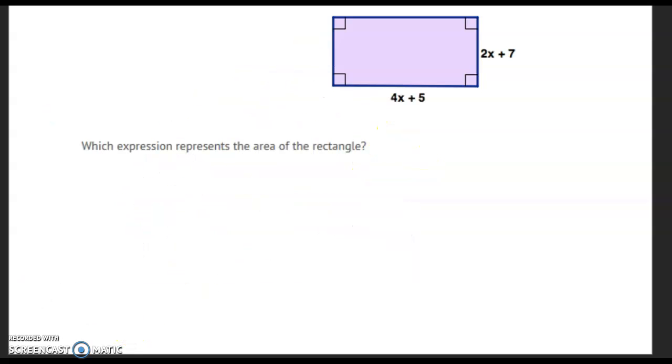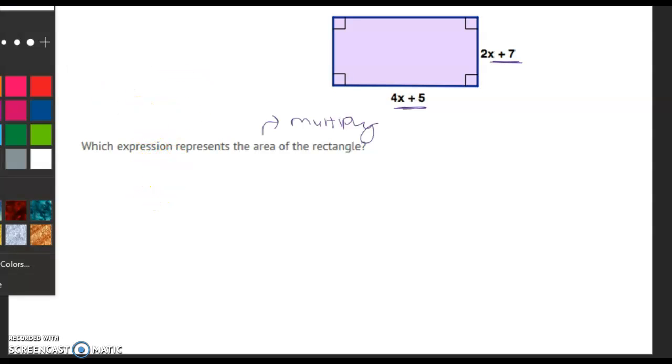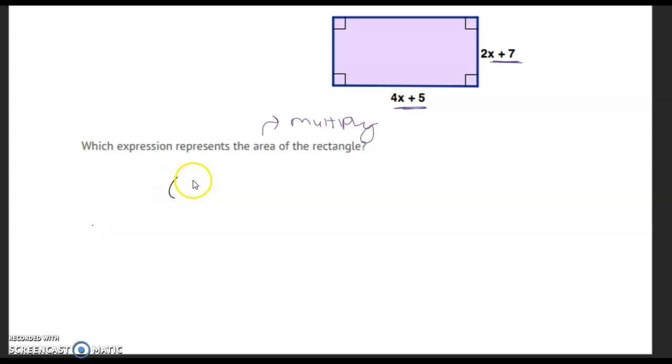All right, last example that I'm going to do in this video. It says, which expression represents the area? In the past, we've done perimeter, but area is when you multiply. Okay, so we are going to be multiplying this times this. That makes sense because we've been multiplying binomials all week. So let's go ahead and multiply. I am going to pick a darker color for the video. Sorry about that. So we have 2x plus 7 times 4x plus 5.